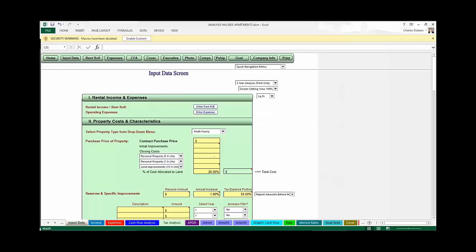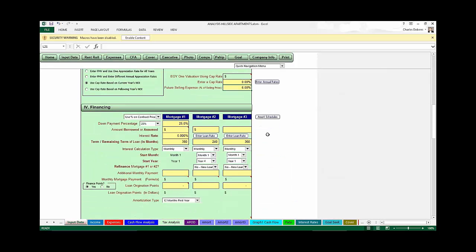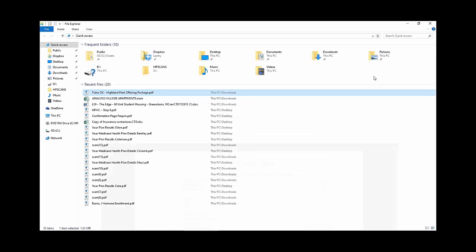So what does that mean for you when you're putting your numbers together? It means you come down here, and the amount being borrowed or assumed is not 25%, but 3,155 right there. Now, do they tell us what the interest rate was? 5.96. It's a 40-year amortization. So let's go do this again.